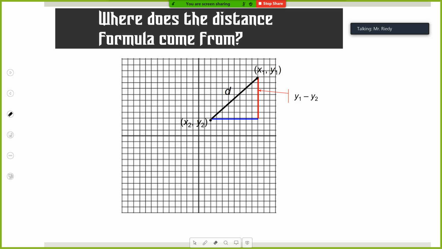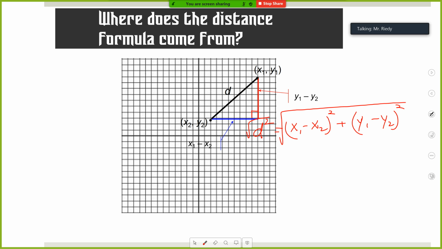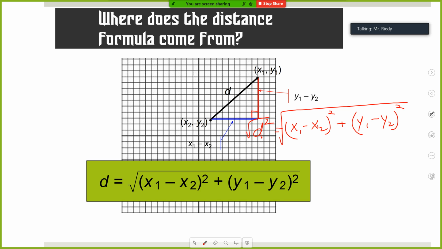Using the same concept, I can get an x value there of being x2 minus x1. Sorry, x1 minus x2. And the way I've done this, I now have a right triangle. Therefore, Pythagorean theorem applies. I take a squared plus b squared, and that's going to equal the distance, or the hypotenuse squared. But I don't want the distance squared, I want just the plain old distance. So I would take the square root of both sides, and that monster is the distance formula.